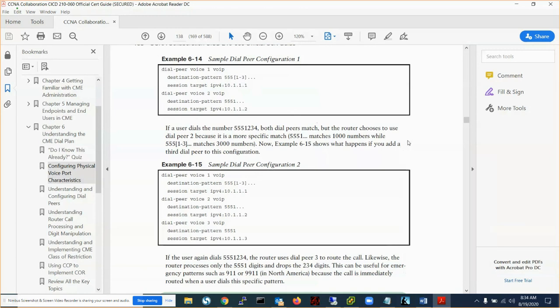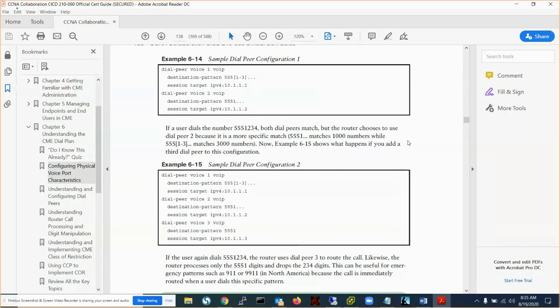So if the user dials 55123, it matches both dial peers, but the router chooses to use dial peer 2 because it's a more specific match, right? So that is how the router will choose. It will go with the more specific match.